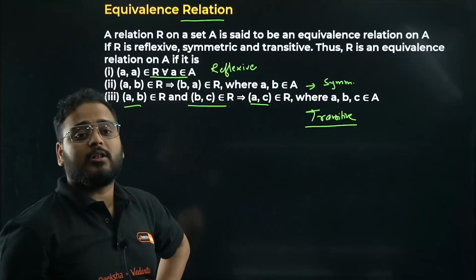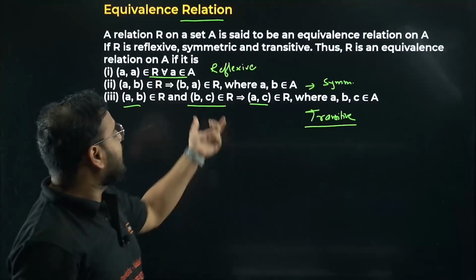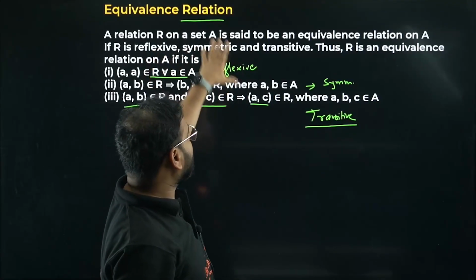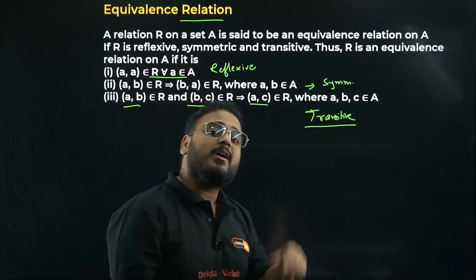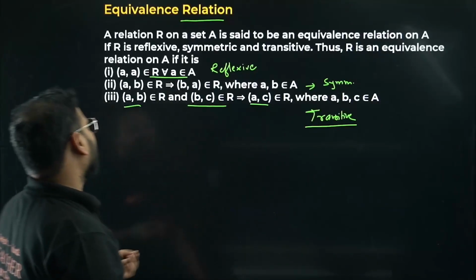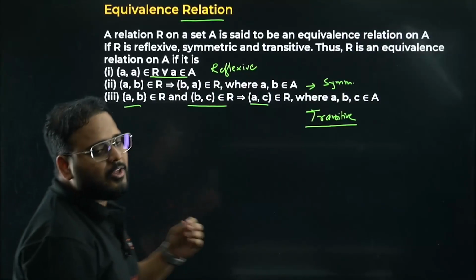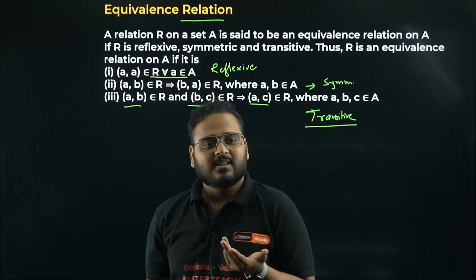Then what do we call this relation R? We call it an equivalence relation. I hope this is clear. Yes, that's all the concepts there are for relations. That's how simple it is.